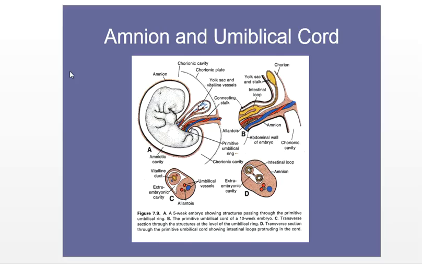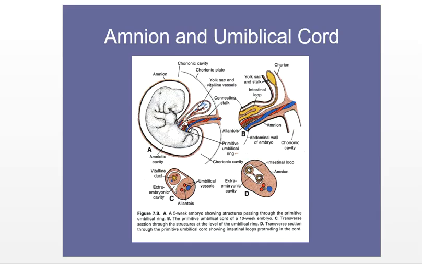And another part of the fetal membranes is the amnion and umbilical cord. The amnion is an oval line of reflection between the amnion and embryonic ectoderm. We call that the amnio-ectodermal junction here. This is the amnion and this is the ectodermal surface of the body of the embryo. Here is the amnio-ectodermal junction.